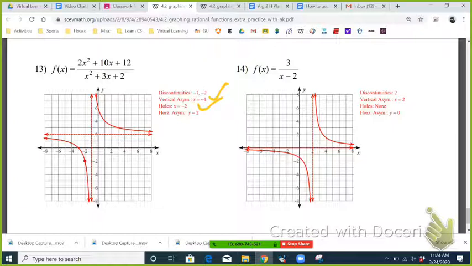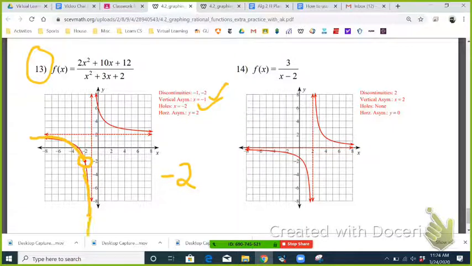So if I was graphing number 13, all right, I would find my vertical and horizontal asymptotes, plot them, plot my x and y intercepts, and then connect the dots. So I would graph this part of the graph, and then notice I have to pick up the pen to jump over this point right here because there's a hole. All right, so I have a discontinuity at -2, which is because there's a hole.